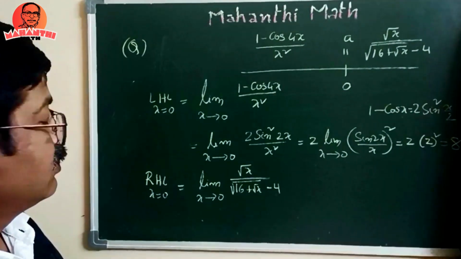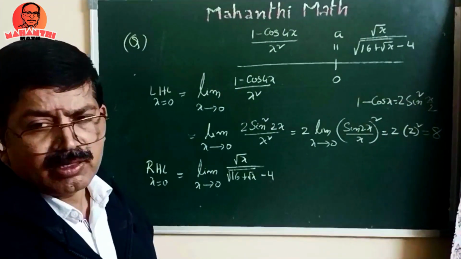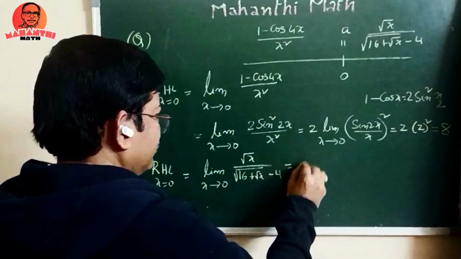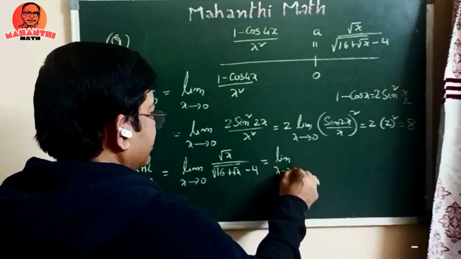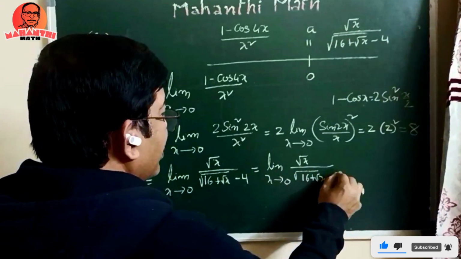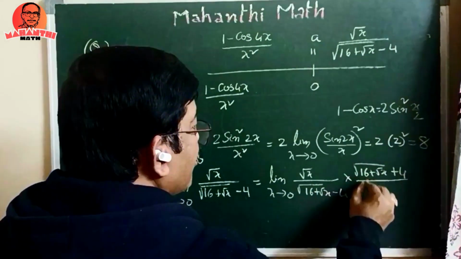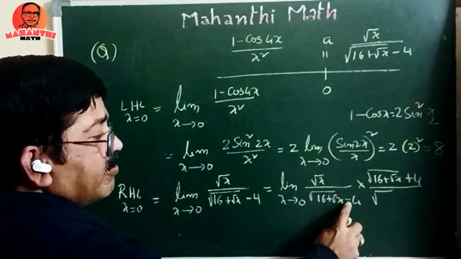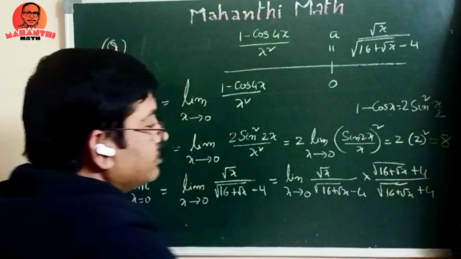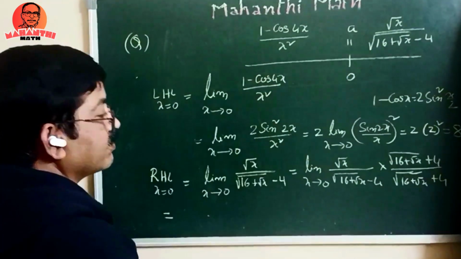So what do we have to do? One important thing: whenever a root thing is there and 0 by 0 form is there, you go for rationalization. So here, rationalize the denominator. Root x by (root 16 plus root x minus 4) into (root 16 plus root x plus 4) by (root 16 plus root x plus 4). You know the rationalizing factor: only the sign we have to change here.